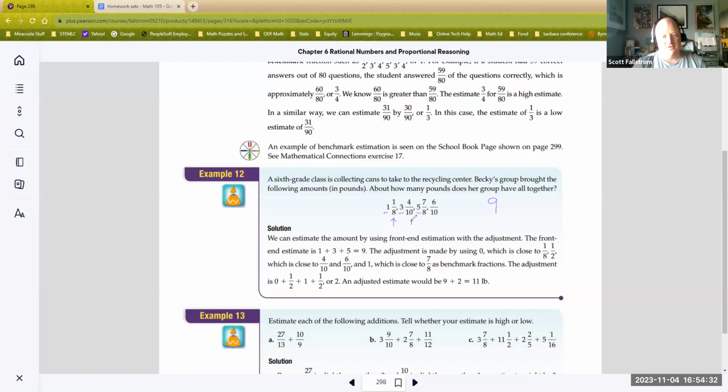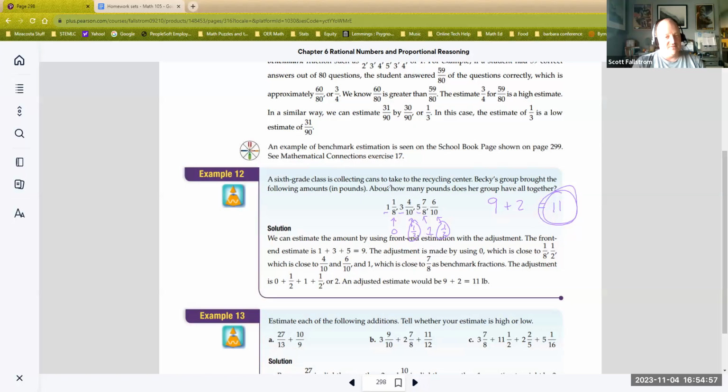Then look at all these other components here. 1/8 is pretty close to 0. 4/10 is close to 5/10, which is a half. 7/8 is actually close to 1, which is another whole number, and 6/10 is pretty close to a half. So I pick up 2 extra half pounds and 1 more whole pound, which means I'm adding 2 as my adjustment to get roughly 11 pounds.